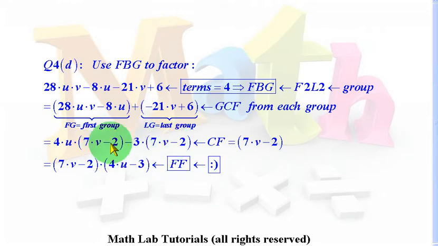Okay, so we look at this carefully. We identify the common factor as 7v minus 2, and we put the common factor out front, and now we look for the balance. To find the balance, the easiest way to do it is to erase the common factor. What's left over is a 4u minus 3. So erase, erase, you're left with a 4u minus 3. And that would be the balance. And that's the factored form. So that's a little example of factor by grouping with 4 terms. Let's go on to the next slide.